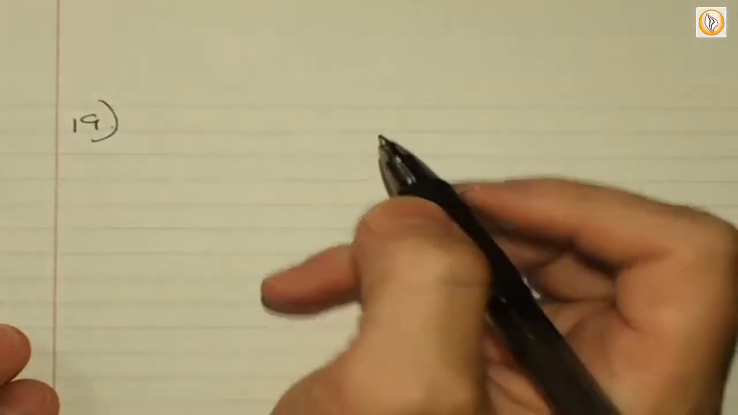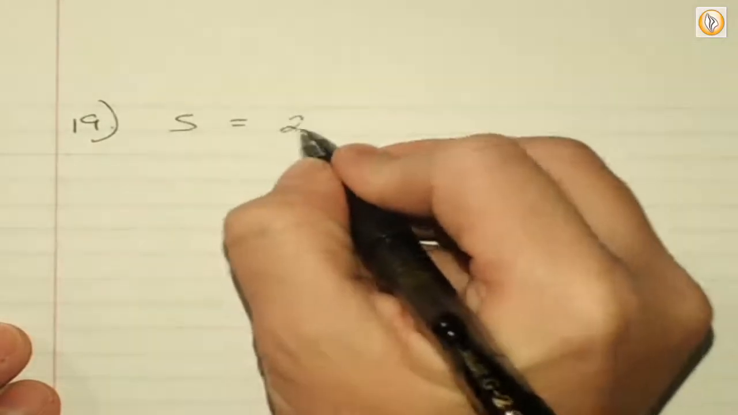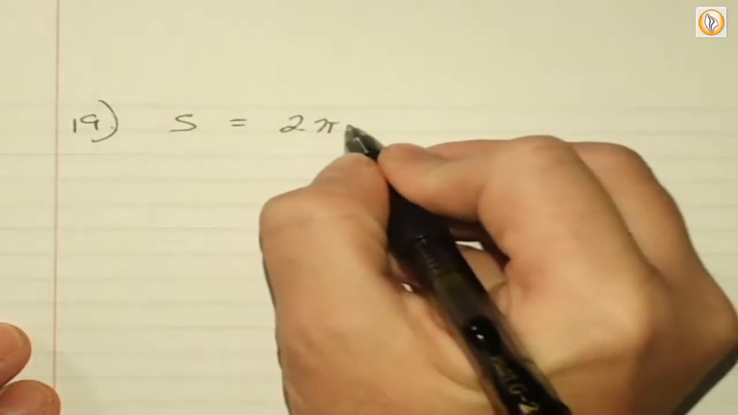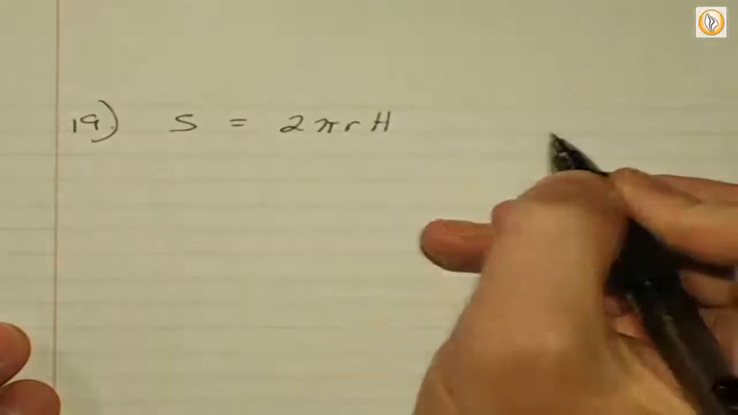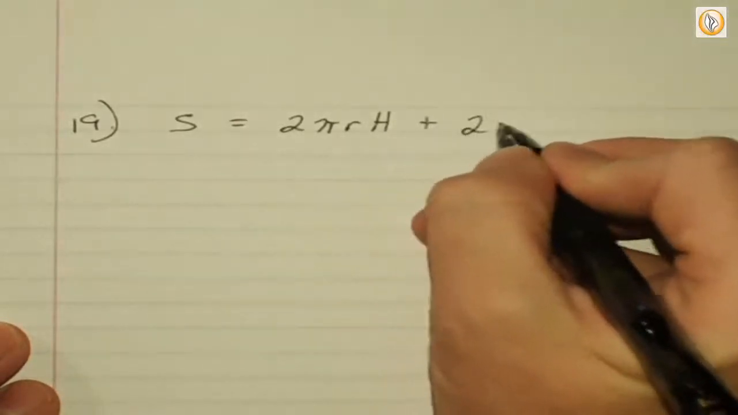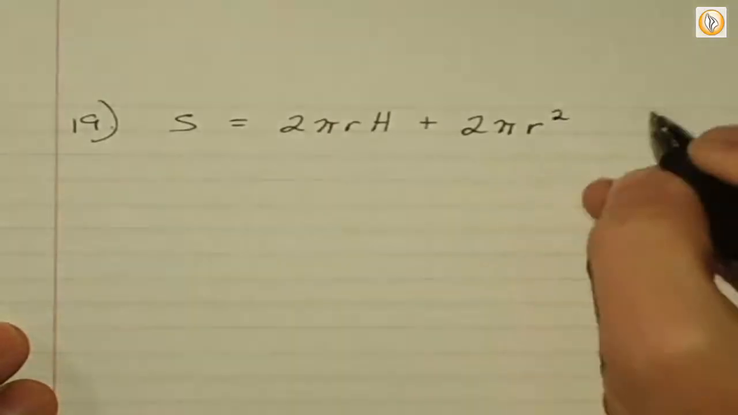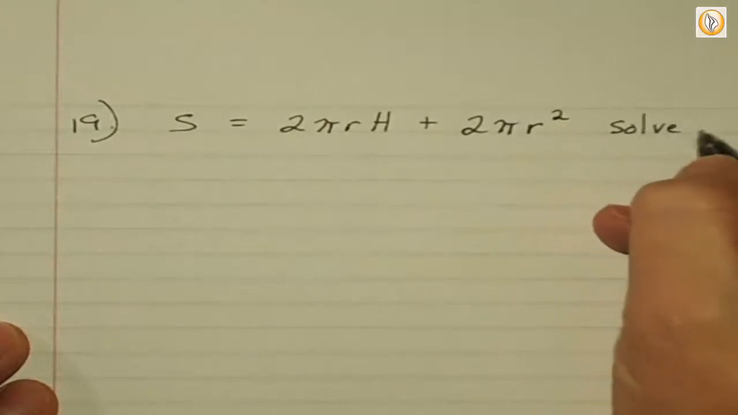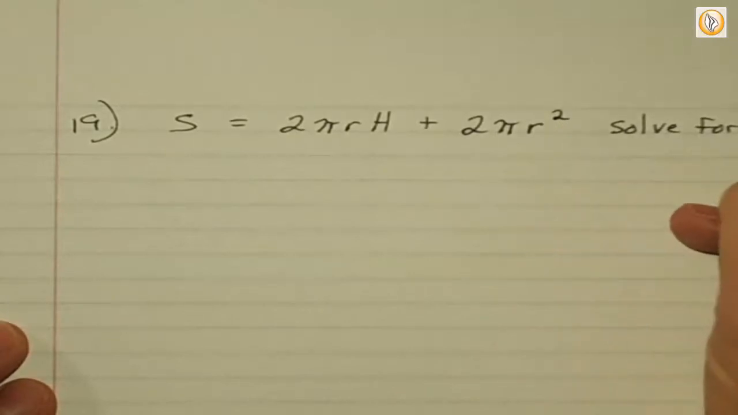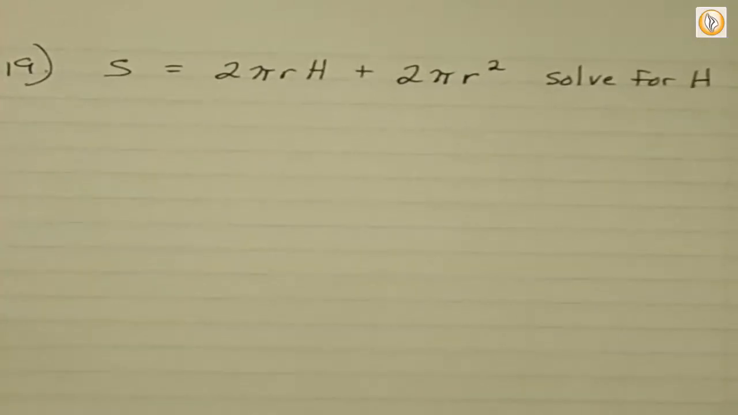Number 19. S equals, y'all ready? 2 pi r capital H, all being multiplied, plus 2 times pi r squared. And you're solving for the capital H. This is just kind of like what she was doing last night, interestingly enough. I should make her watch these videos.